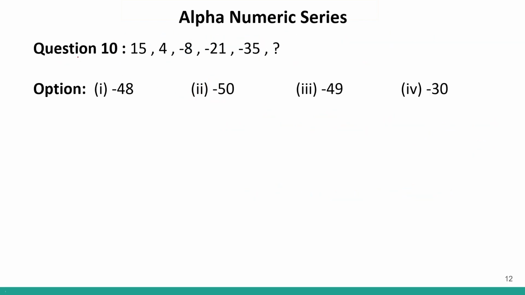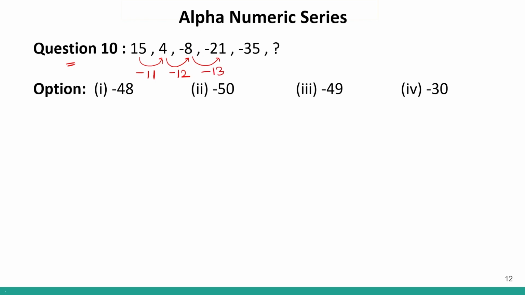Clear? Question number 10. We have 15, 4, minus 8, minus 21, minus 35, and then we have to find the missing number in the series. So clearly it is a decrease. We have positive numbers and then they turn to negative numbers, and the negative numbers are also increasing in magnitude, which means we are subtracting. Correct? From 15 to 4, it is minus 11. From 4 to minus 8, it is minus 12. From minus 8 to minus 21, it is minus 13.